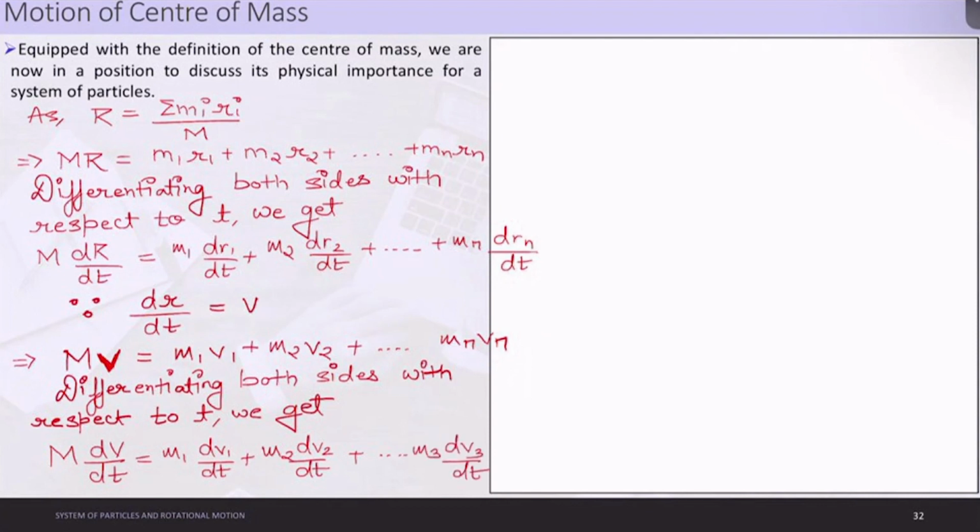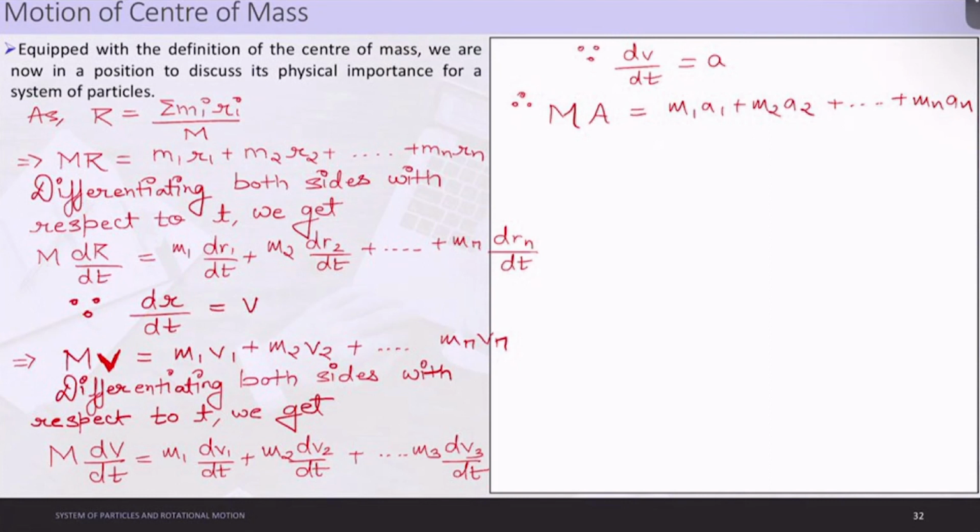Correct? What is basically dv/dt? We know that dv/dt is nothing but acceleration. Therefore, mass into acceleration is equal to m1a1 plus m2a2 till mnan. So I hope this concept is clear to you, that the force exerted on the center of mass is equal to the summation of all forces exerted on the system of particles.